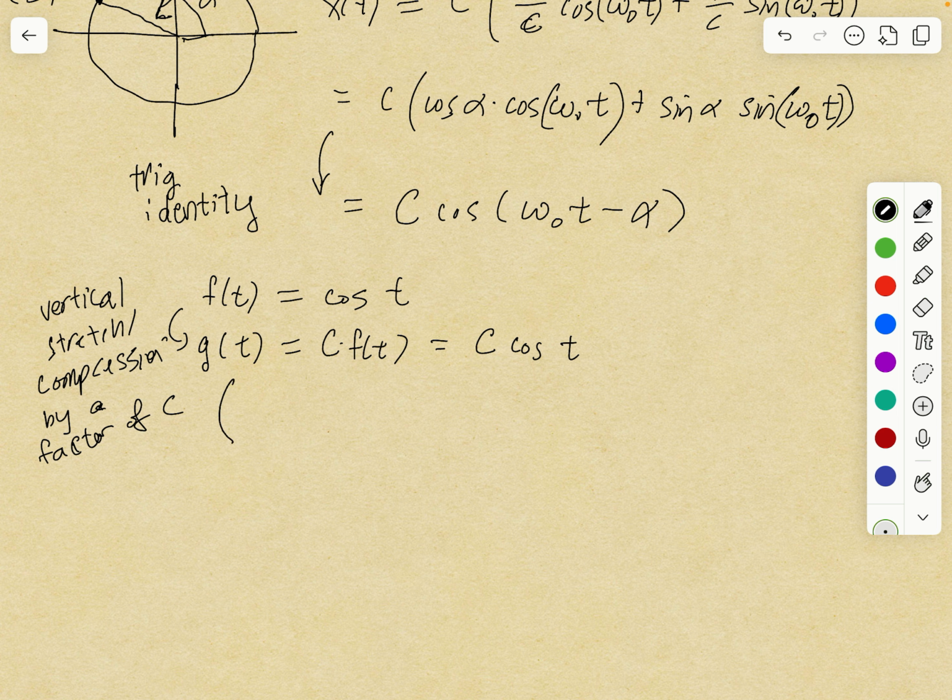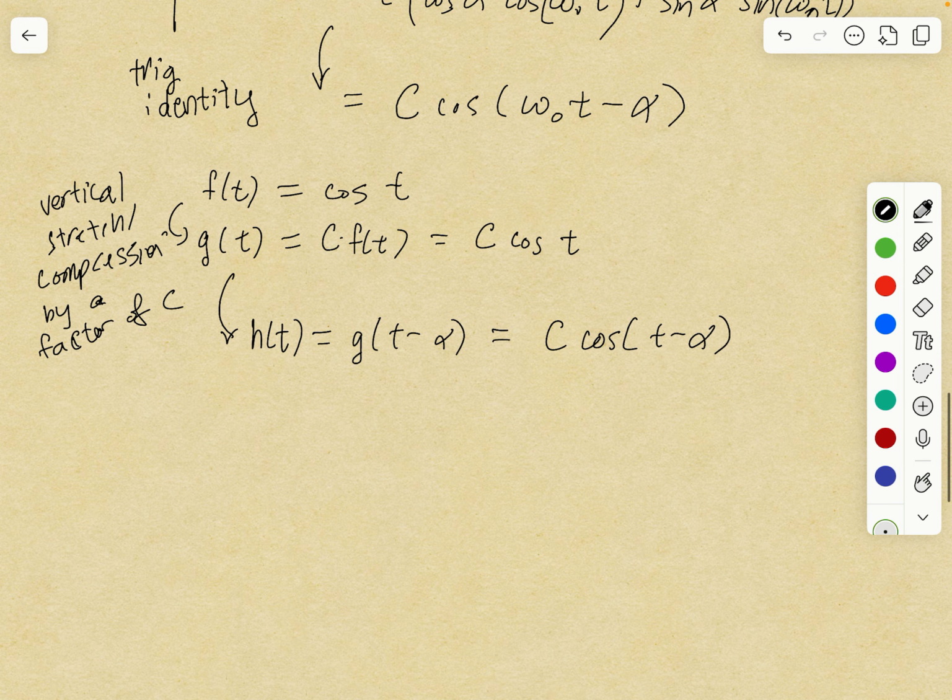Okay, then the next step from g of t to say h of t is I define h of t to be g of t minus alpha. So that's going to be C times cosine of t minus alpha, right? If I replace t by t minus alpha. So what that does is it shifts the function g to the left or to the right, depending on whether alpha is positive or negative. So this is a horizontal shift.